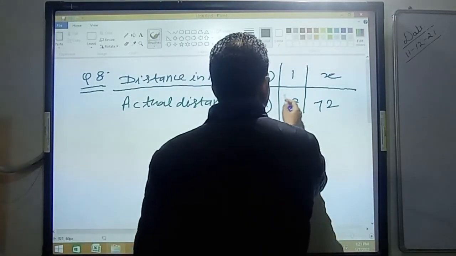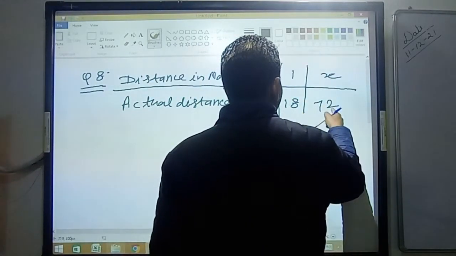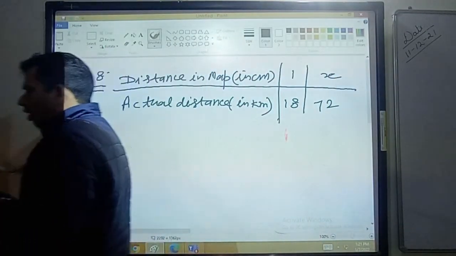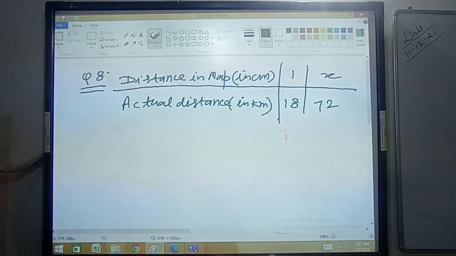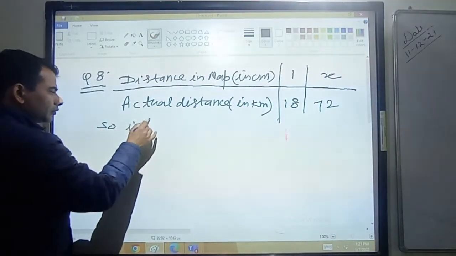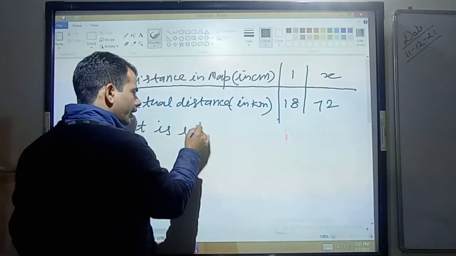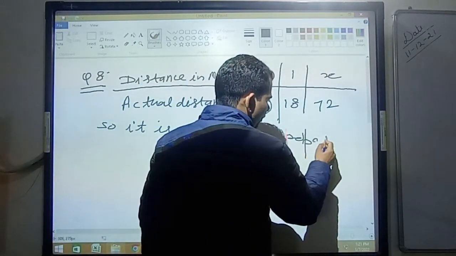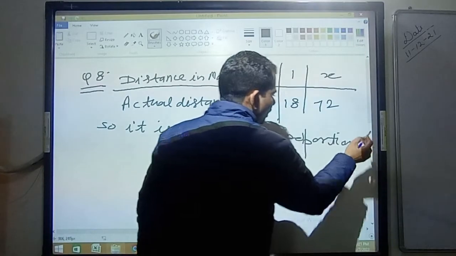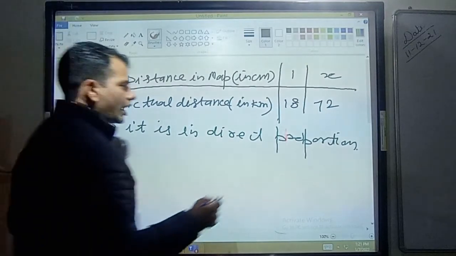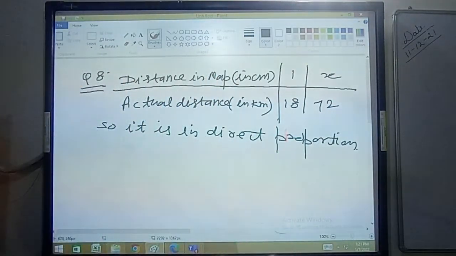If this is 18 kilometers and 18 kilometers increases to 72 kilometers, so will the distance on the map increase or decrease? Increase. Both values are increased, so it is in direct proportion. इसमें ये direct proportion है.